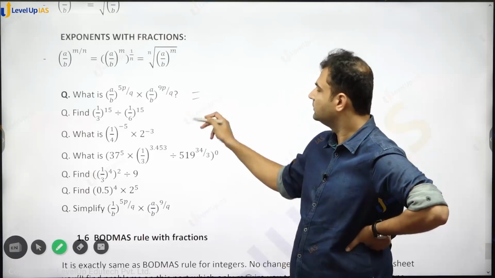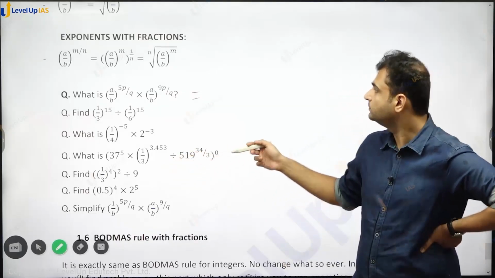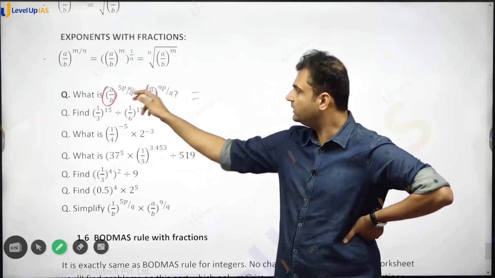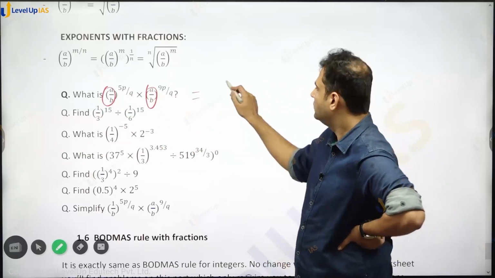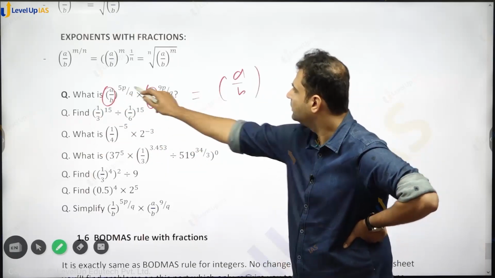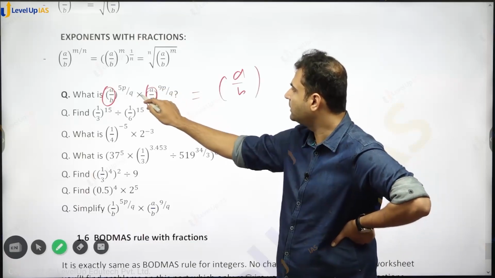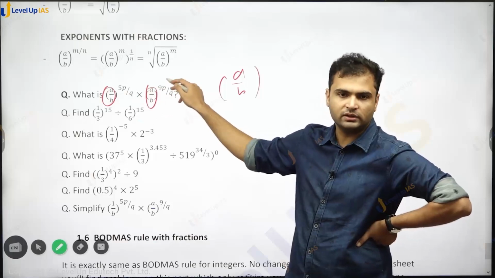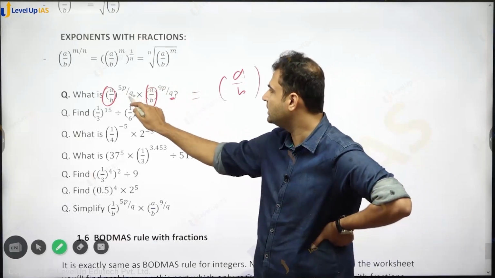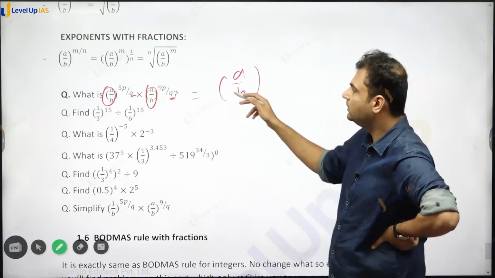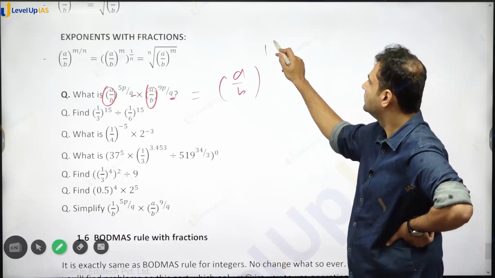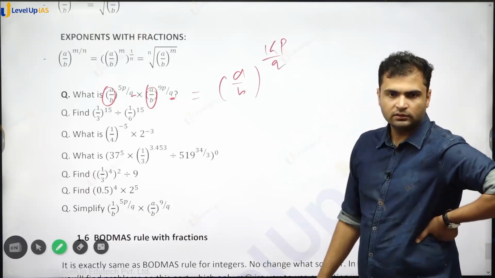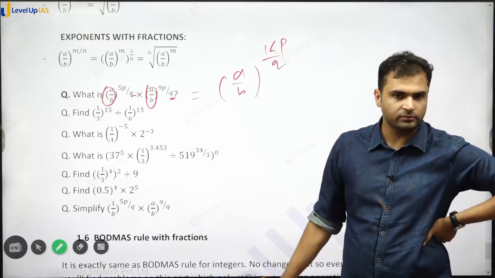What is this answer, the final answer? The base is the same, so we can just add the powers, which is a by b to the power 9p by q plus 5p by q. Again the denominator is the same, addition of numerators 9 plus 5, 14p by q. That would be the answer, right? Any problem?